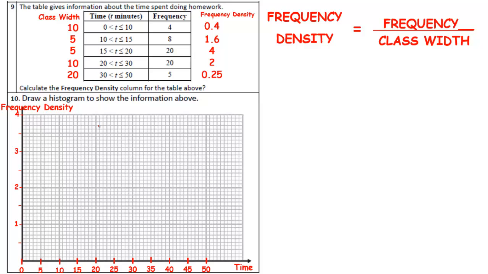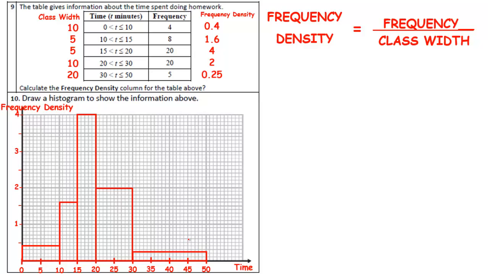The first bar, 0 to 10, goes all the way up to 0.4, so 4 tiny squares. The second bar goes from 10 to 15, and it goes all the way up to 1.6. The next bar goes from 15 to 20, and that goes all the way up to 4. The next bar goes from 20 to 30 and goes all the way up to 2. And then the final bar goes from 30 all the way up to 50, and that goes up to 0.25. So be quite careful with that.